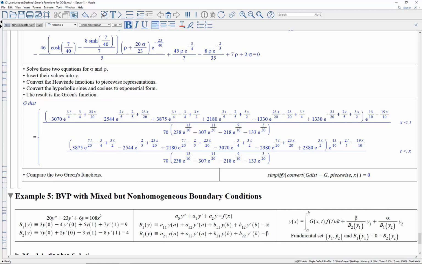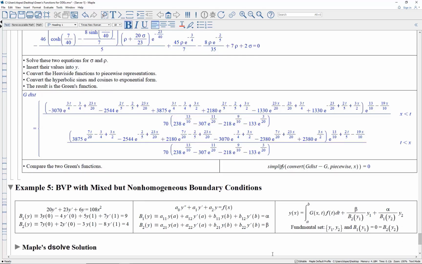Choose the fundamental set so that B1 applies to Y1 and gives 0. And B2 applied to Y2 gives not 4 but 0. And so there's the perturbation. Let's see if that will work.